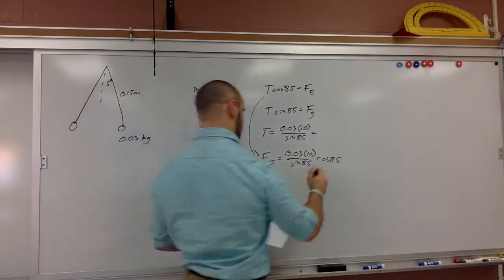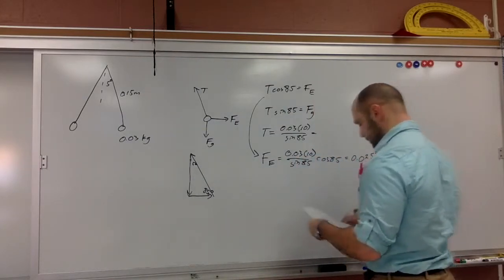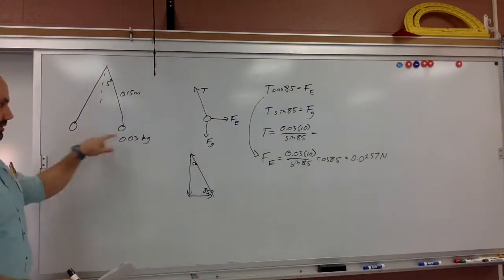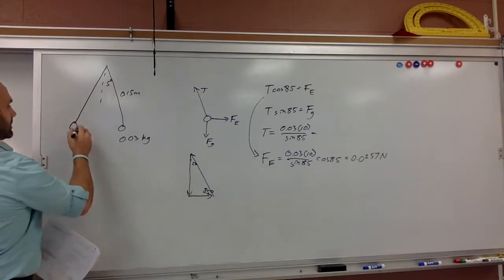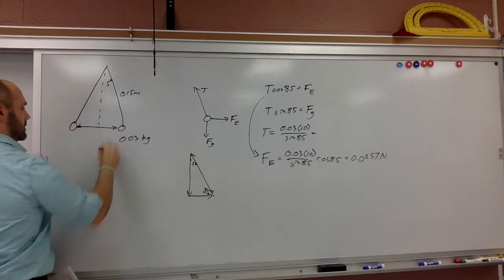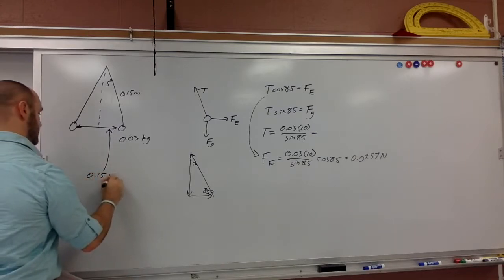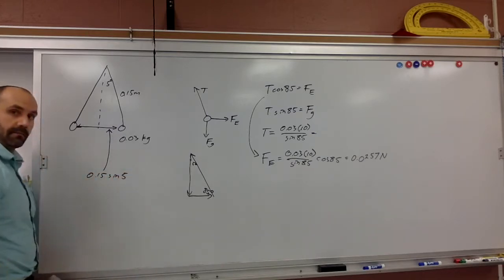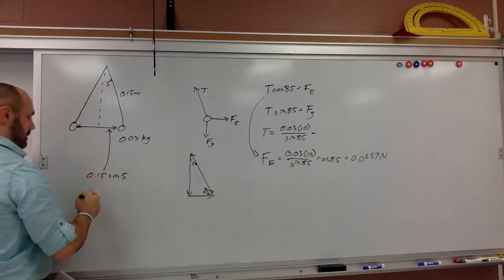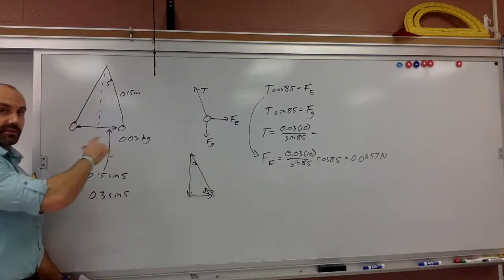And I find this comes out to be about 0.0257 newtons. Right, now that's the force. Now I need to find the charge. The charge is here. So what's this distance from here to here? Well, this is 0.15 meters. Then the distance here is going to be 0.15 times sine of 5. But if I add this plus this, these two together is going to give me 0.3 times sine of 5. That's the distance between them.